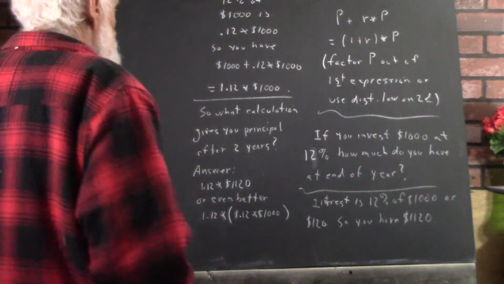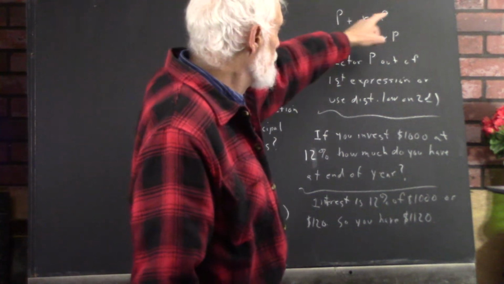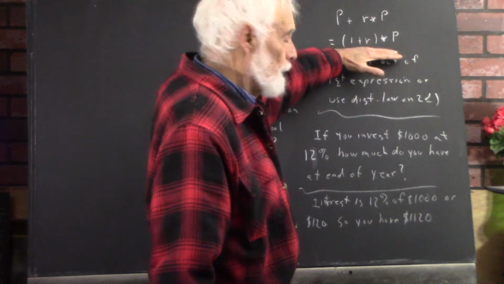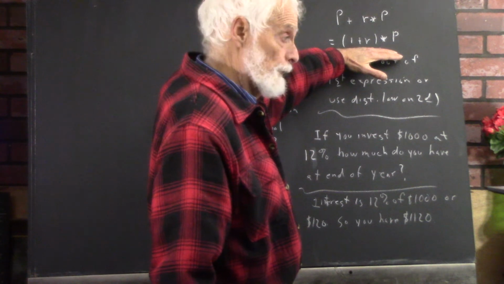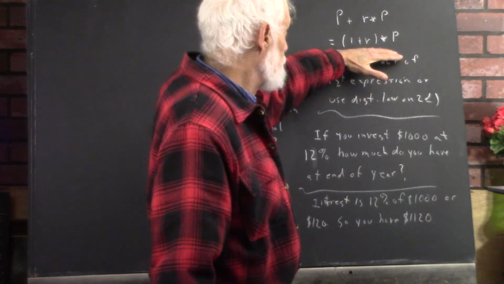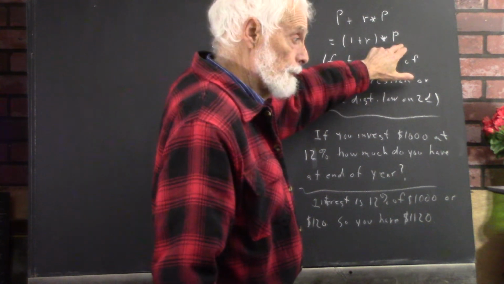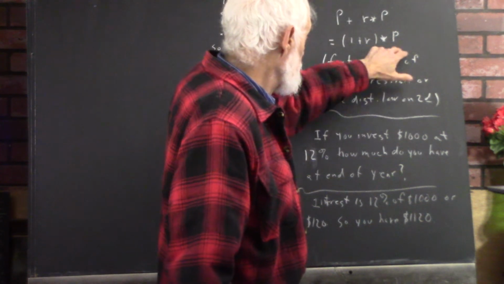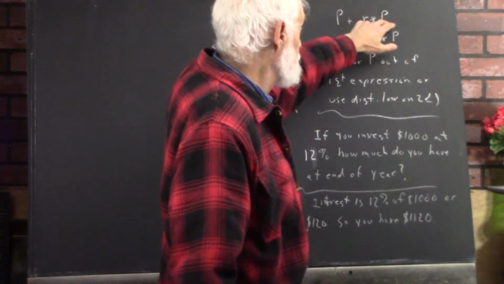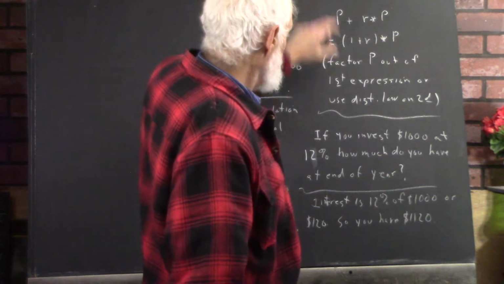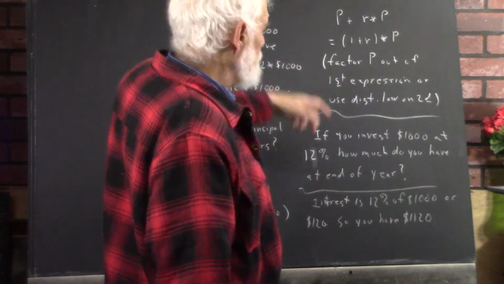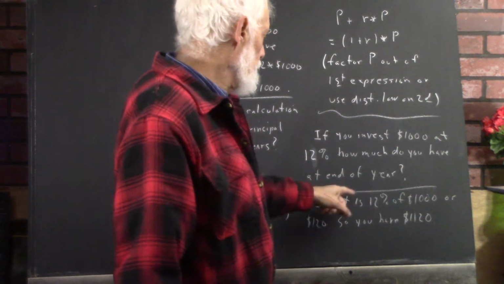So starting with the fact that P plus R times P equals the quantity 1 plus R times P, which is easily found. You could use the distributive law here, and you get P and you get RP. Or you could factor P out of this, and you get this. Okay, using this idea.